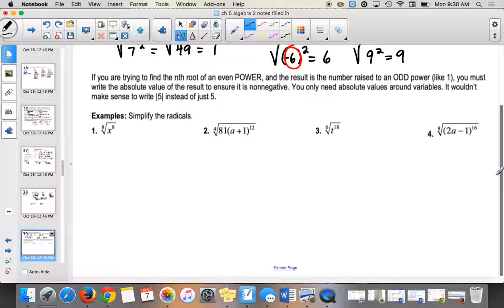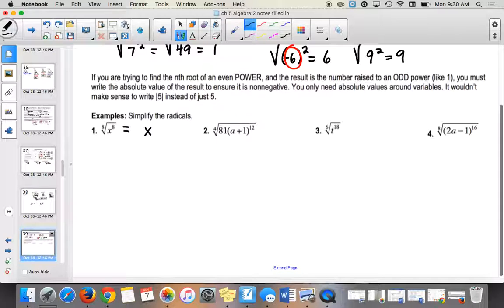So I have the 8th root of x to the 8th. What I always tell students every year is to go with your gut and write what you think it is without any absolute values to begin with. So without any absolute values, the 8th root of x to the 8th would be x to the what power? First, right? X to the first.